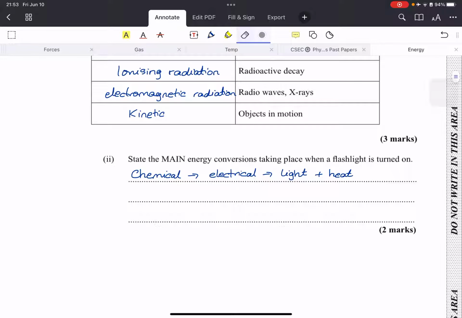Okay, so here is a conversion question. State the main energy conversions taking place when a flashlight is turned on. Assuming that is a battery-powered flashlight, when you turn it on, the chemicals in the battery will generate an electrical signal, and this will then turn on the bulb, which is the light. And finally, flashlights get hot, right? Everything gets hot when energy is being converted. So we have chemical energy in the battery, electrical from the battery to the bulb. The bulb has the light energy as well as it emits heat energy. So these are the energy conversions taking place.